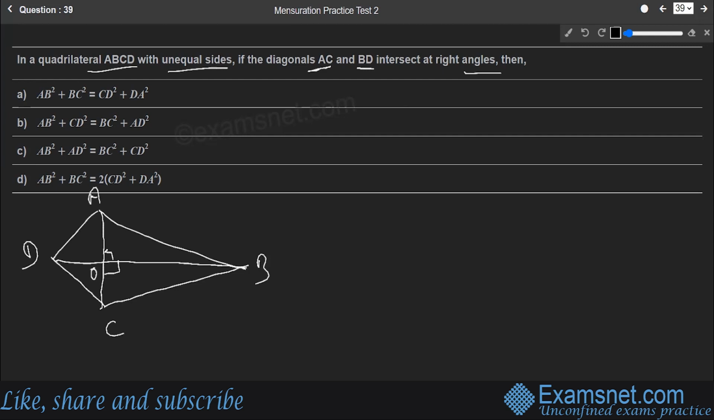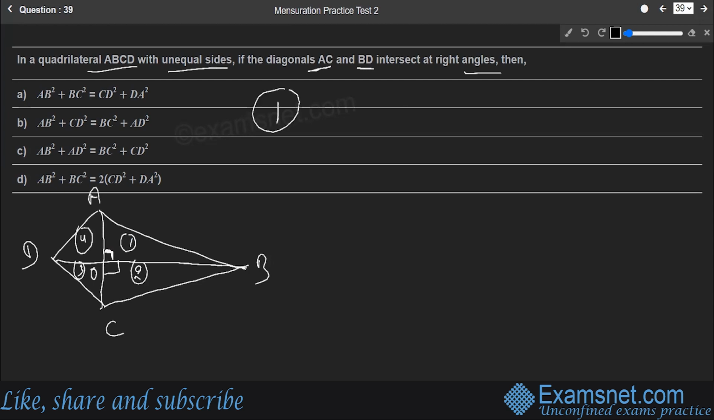Now we're supposed to find out in quadrilateral ABCD with unequal sides, the sides are not equal, AC and BD intersect at right angle. So AC and BD are the diagonals intersecting perpendicularly at 90 degrees. Then we have to find out this. So let us do it one by one. We have to use Pythagoras. We have got four triangles. This is the first right triangle, this is the second right triangle, this is the third right triangle, this is the fourth right triangle.